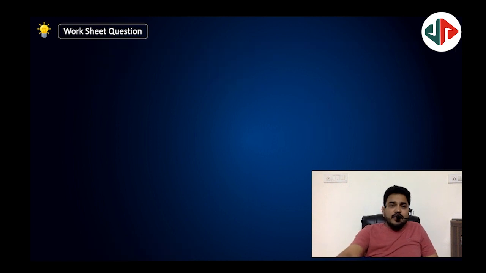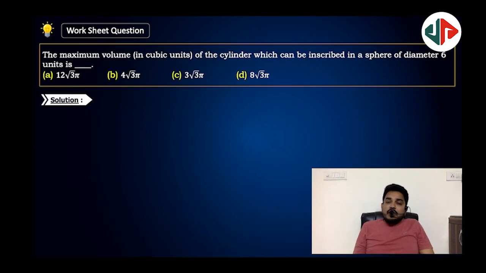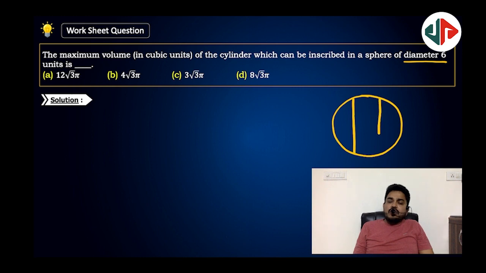Moving to the next question. Look here, diameter 6 is given. So when the diameter is 6, the radius is equal to 3 units. For example, if this is the sphere, let me take this as A, this as R, this value will be equal to 3 units. The relation is A square plus R square is equal to 9.